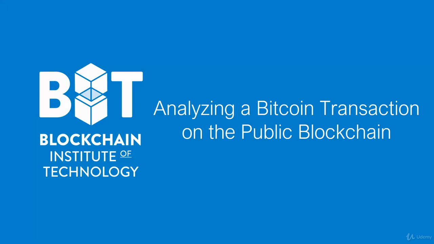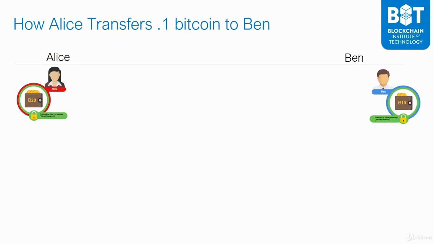For the purposes of this lesson, I have created two Bitcoin addresses and I'll be doing a transfer of 0.1 Bitcoins between these addresses. The idea would be that Alice would be sending 0.1 Bitcoins to Ben, and I'm actually doing real Bitcoin addresses so you can see all of that in the Bitcoin blockchain.